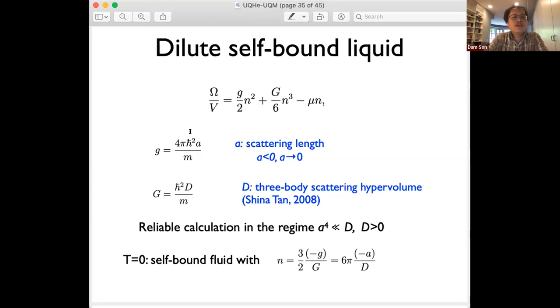We know that this coefficient g here is proportional to the scattering length that characterizes the interaction of two particles at low energies. So if this scattering length is negative, then the system wants to lower the energy by increasing n, increasing density, until the three-body interaction kicks in. If this three-body interaction coefficient, capital G, which has been called the three-body scattering hypervolume by Shina Tan, is positive, then we have a self-bound liquid with a density equal to the ratio of this coefficient g and this coefficient capital G. The phase transition happens when the coefficient g crosses zero. Near that phase transition, everything is calculable.